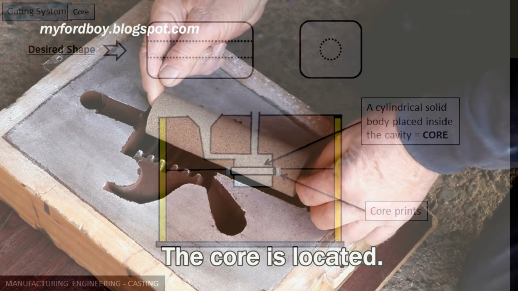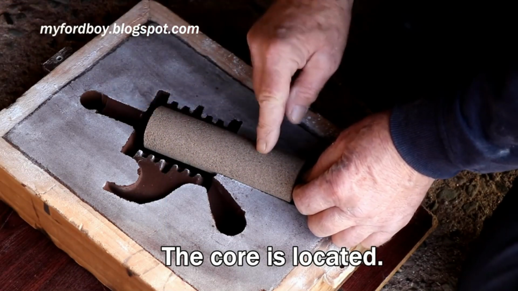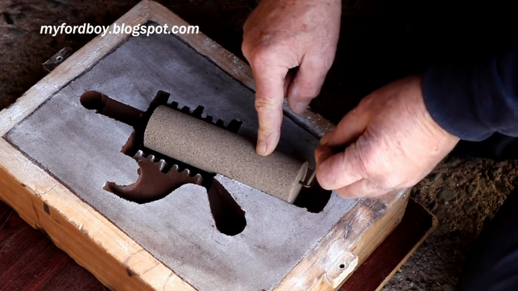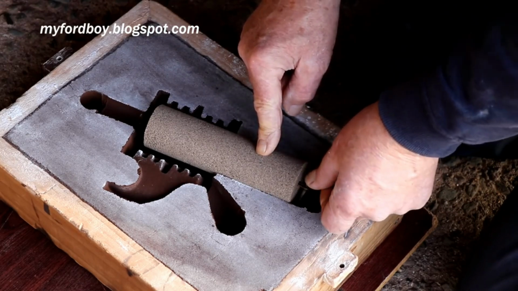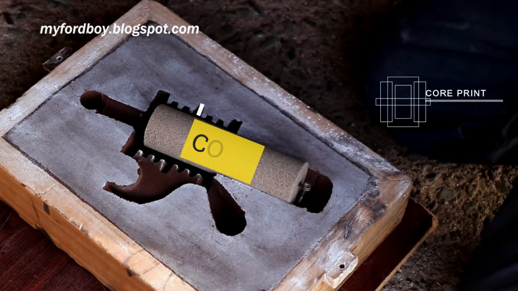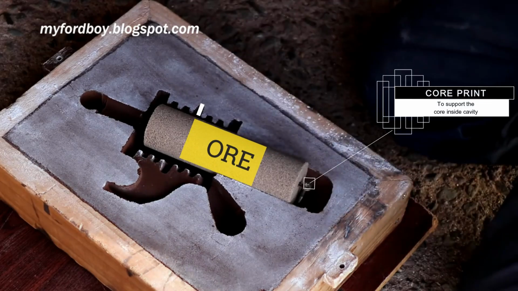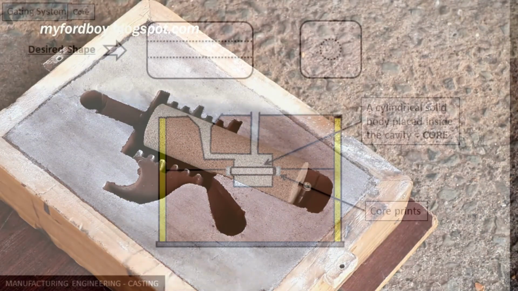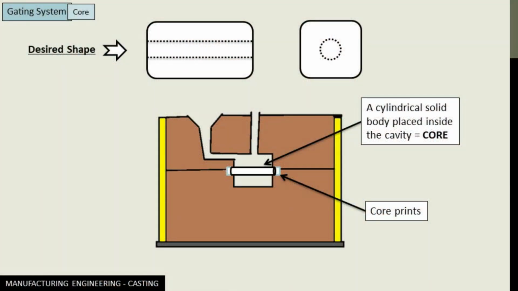After the pattern has been released and the cavity has been generated, it will be placed accordingly where the hole is required. And it will be supported by certain entities called core prints. These core prints support the core to be put inside the cavity. Now after the core is placed inside the cavity, the molten metal will be poured, and then the metal will be allowed to solidify, and finally the core will be broken, which will leave behind the desired hole in the outcome.